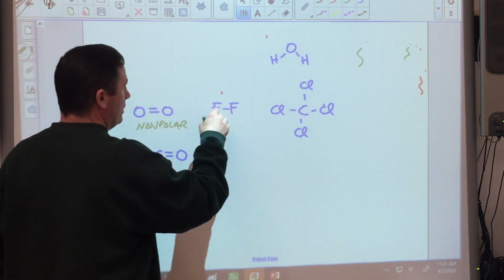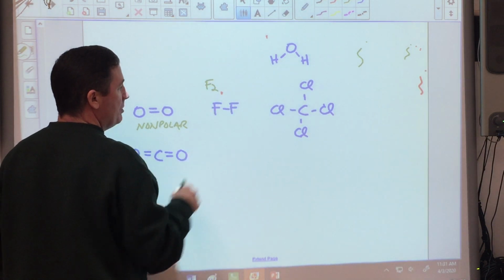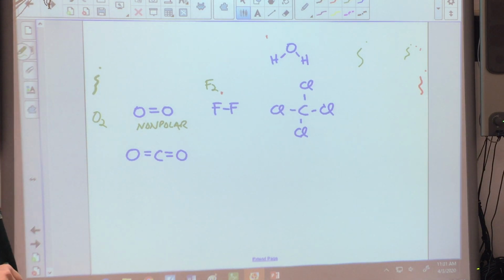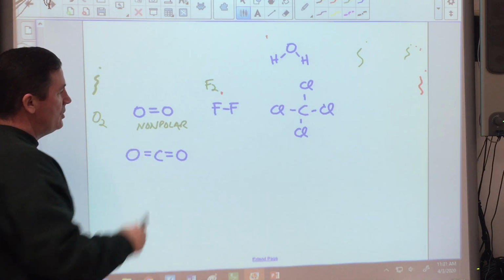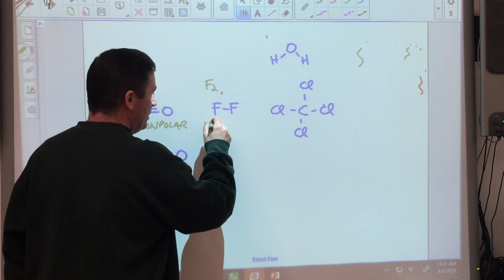How about fluorine, which is F2? Is it going to be polar or non-polar? Well, using the same logic, since we have two atoms that are the same type and therefore have the same pull on electrons, again, this is going to be non-polar.